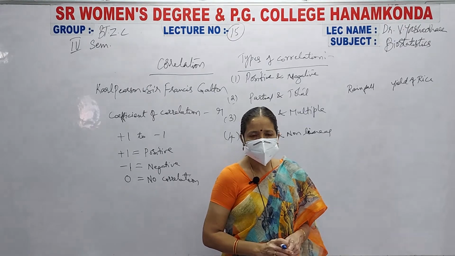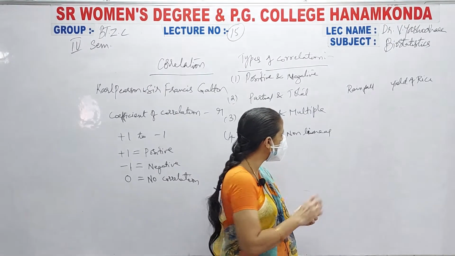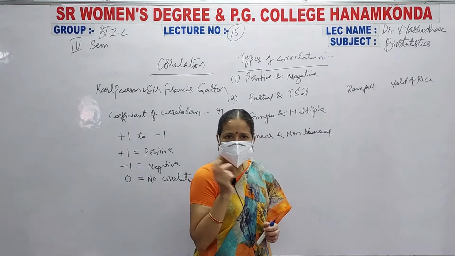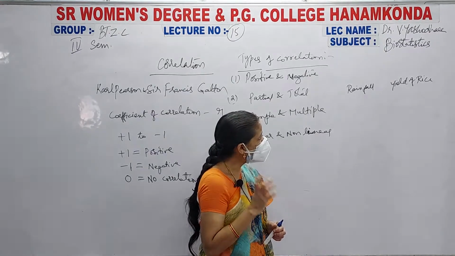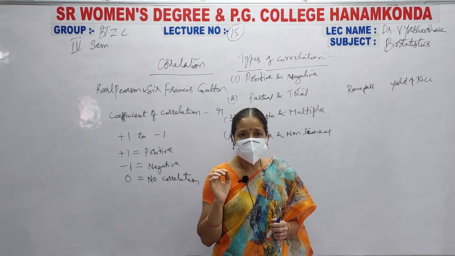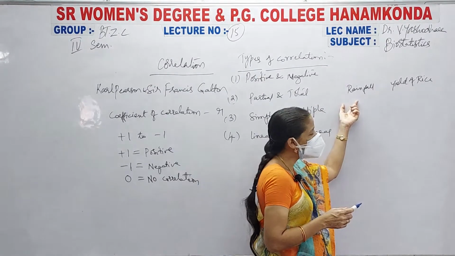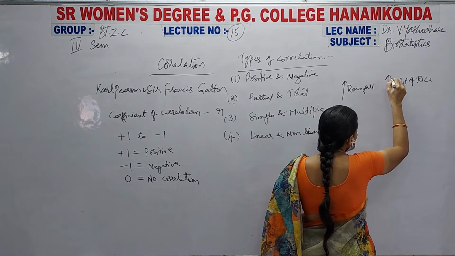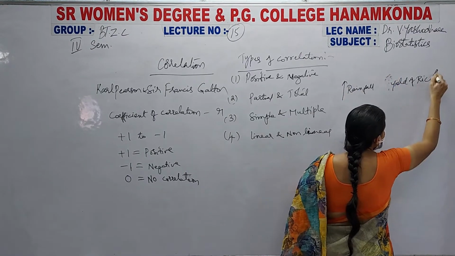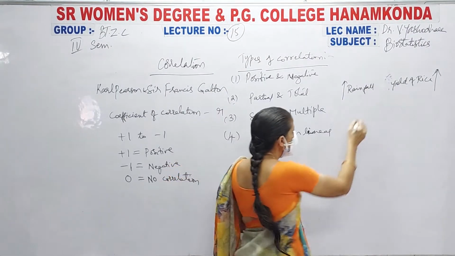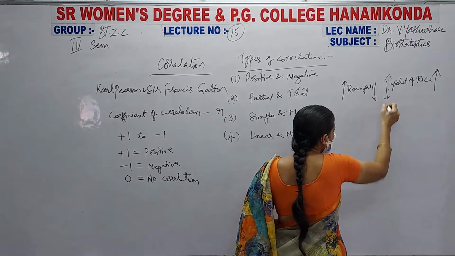There is a correlation factor or correlation between rainfall and yield of rice. Now see here, in this rainfall and yield of rice, we know that both are related to each other. When both are related to each other, if rainfall is high, the yield is also high. See here, if rainfall is high, the yield is also high. When rainfall is low, the yield is also low.